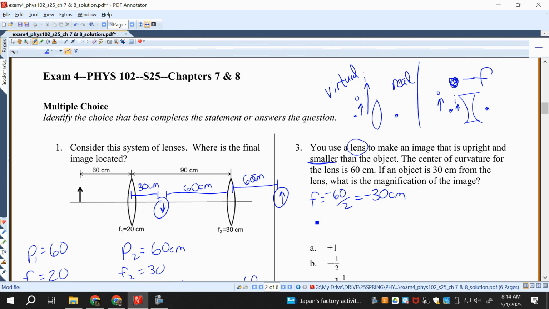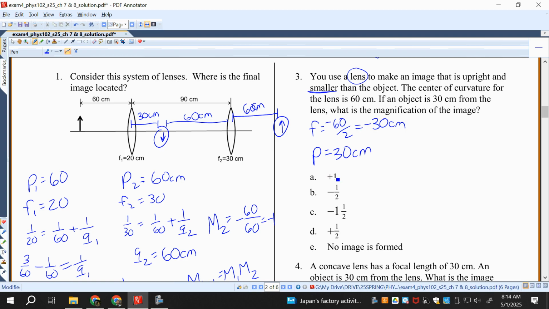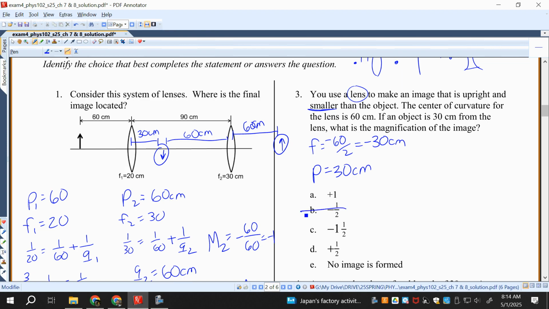The object is 30 centimeters, and so I want to know what is the magnification of the image. Well, I already know that the image is smaller and that it is upright. So if you're really savvy about this, you could say that the answer has to be D. Okay, and hopefully you're able to see that none of the options are possible except for D. However, let's just go through the calculation.